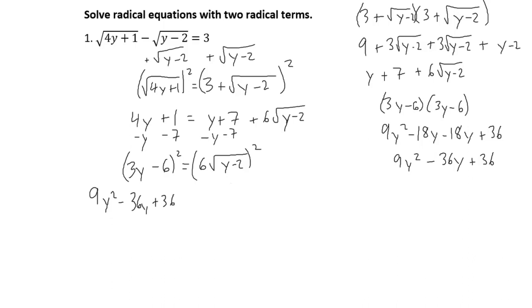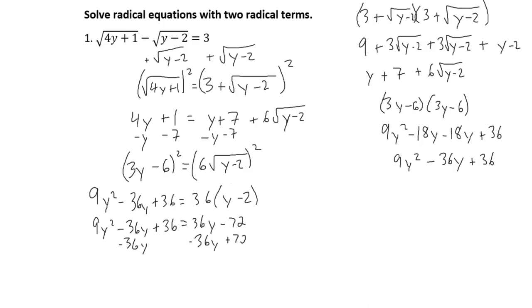Plus 36. And when we square the right side, we get 36 times y minus 2, which we need to distribute, and we get 36y minus 72. And on the left side, we're just going to bring that down. And since we have a quadratic, we need to zero out one side. So subtract 36y from both sides, add 72 to both sides.